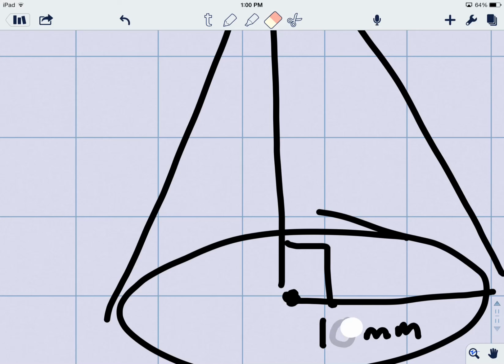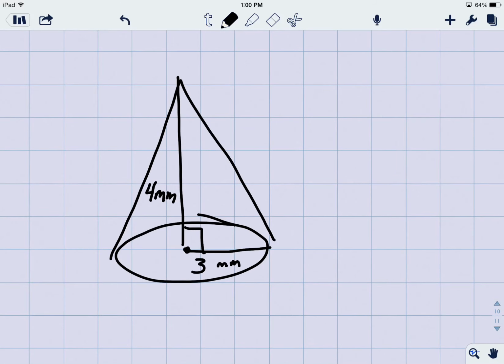Actually, guys, I'm going to change this right here. I'm going to say that that's 3, and I'm going to say that this is 4. That will make it really nice.